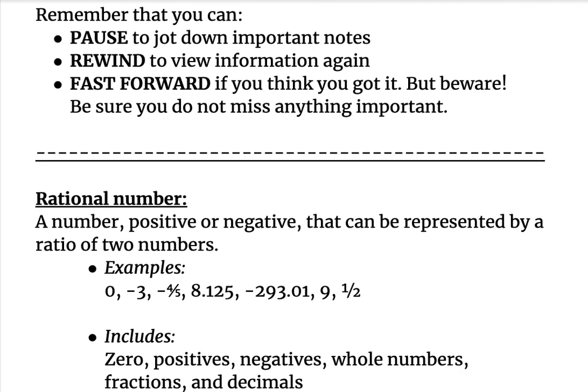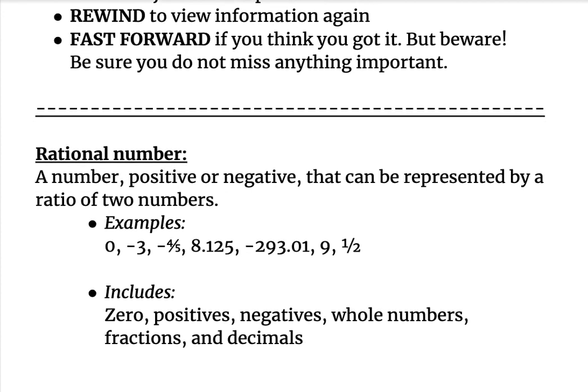So to start us off, let's talk about what a rational number is. A rational number is any number that's positive or negative, so it doesn't just include positive numbers. It includes all positive and negative numbers that can be represented by a ratio of two numbers. So that actually covers a lot of numbers because a lot of numbers can be turned into ratios, even whole numbers.